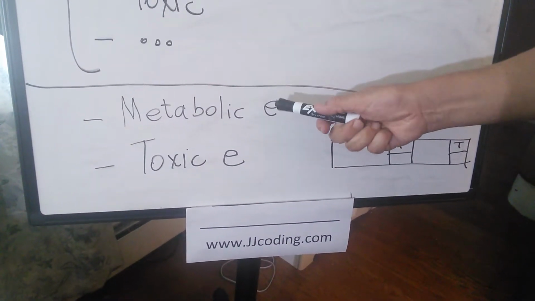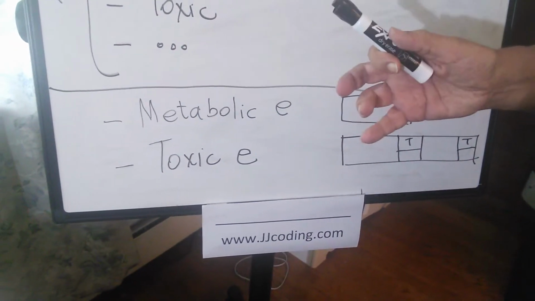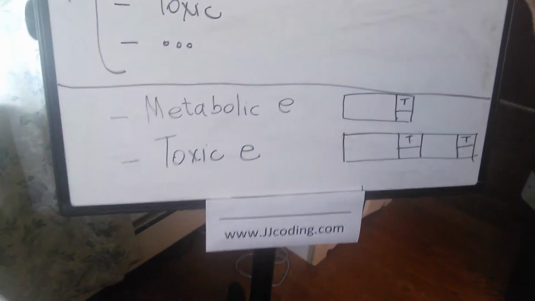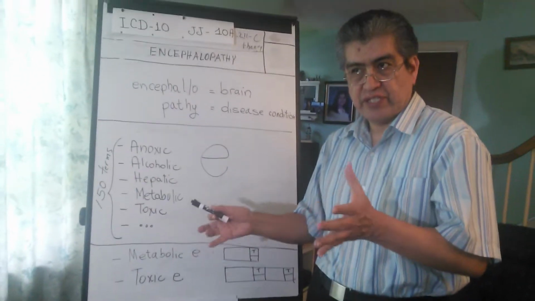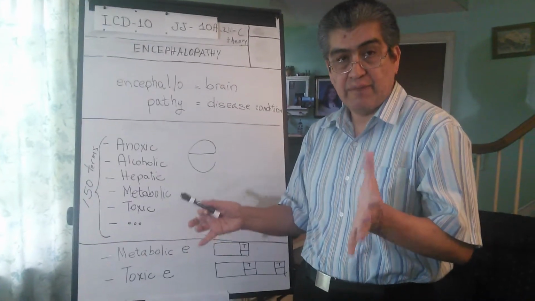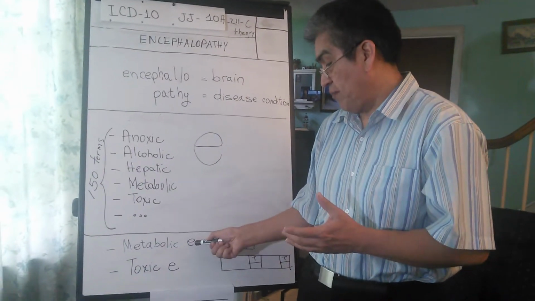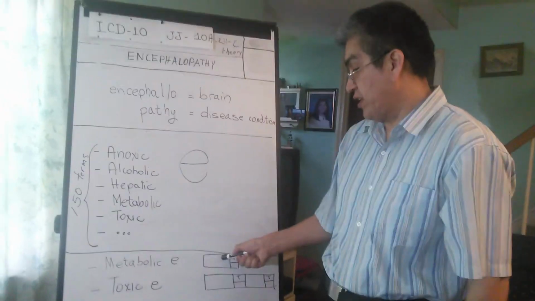Metabolic encephalopathy is when there's something wrong with the metabolic agents. Metabolic agents are the ones that give energy to the brain. For instance, it could be glucose or oxygen, and if those are missing, then there's metabolic encephalopathy, right? And for this there is just one code. We're going to show you how to find the code.